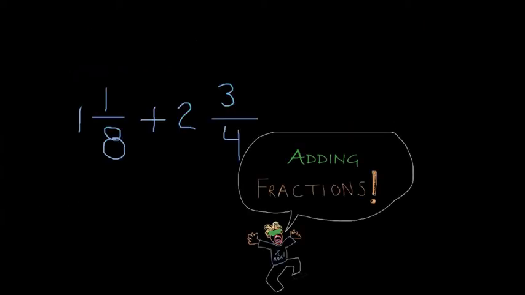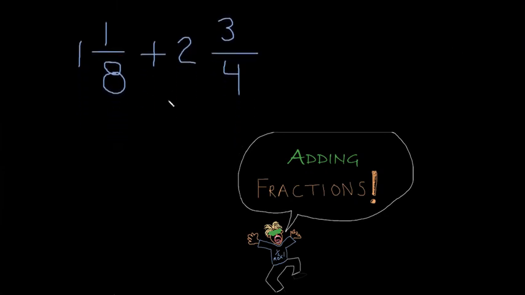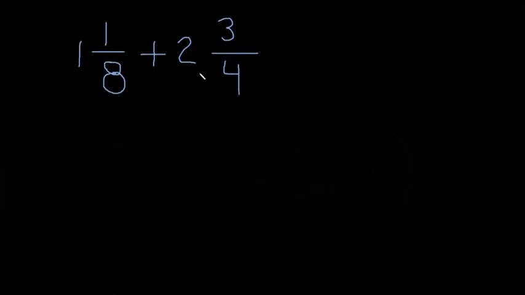Okay, next we're going to go into some addition. First thing, convert them into an improper fraction. 1 times 8 is 8 plus 1 is 9 over 8, plus 2 times 4 is 8 plus 3 is 11 over 4.